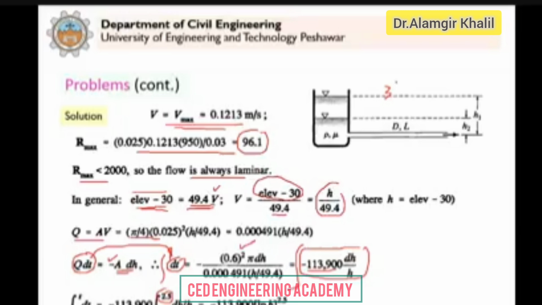Because here it is 36 meter. This is 30 meter here. And this is 32.5 meter. So actually we are coming from 6 to 2.5 meter. So that's why 6 to 2.5 meter, you just evaluate this integral and you will get the answer. Time is equal to 27.7 hours. So it means that it will take 27.7 hours for this oil level to drop from 36 meter to 32.5 meter. Why does it take so much time? Because the flow is laminar, very, very small velocities.